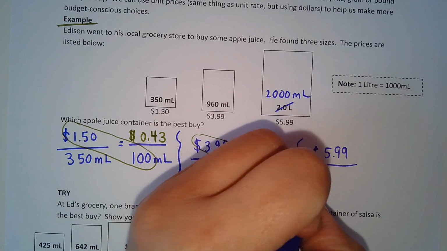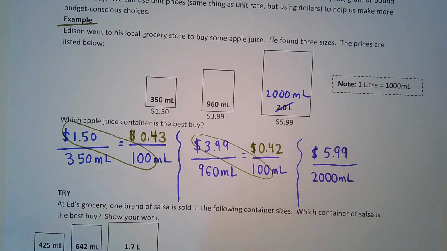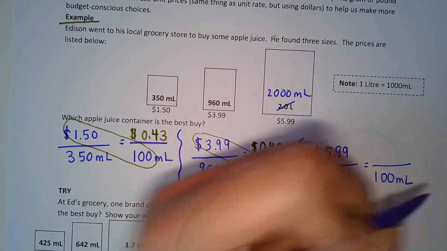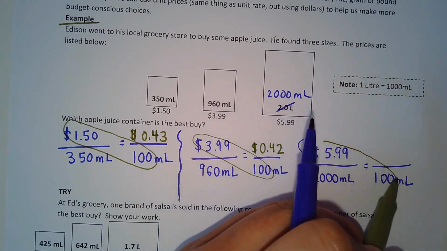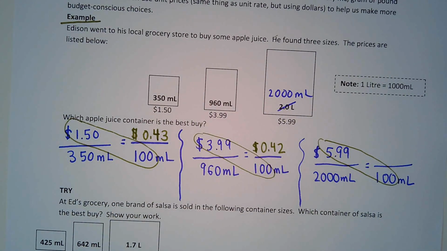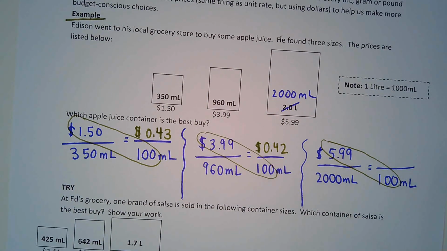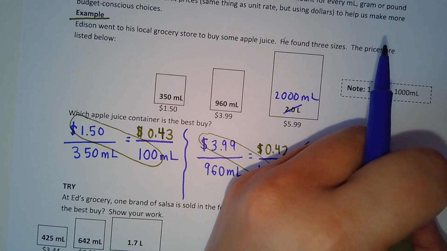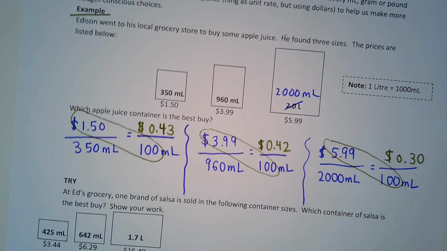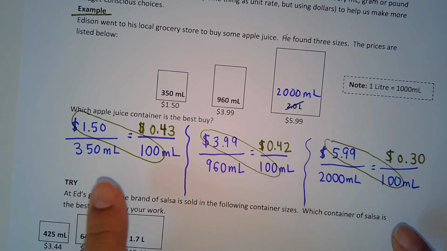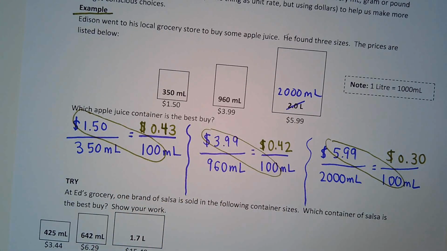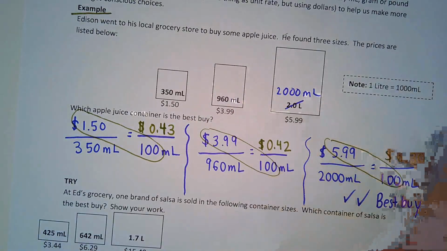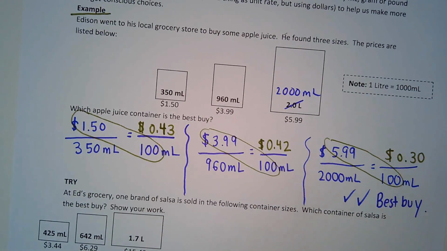Okay, so the third example, we have $5.99 for 2,000 milliliters. We want to know the price for 100 milliliters. We use cross multiplying once again. 5.99 times 100 divided by 2,000, and we get 30 cents. Okay, so if we compare the three, this one ends up being the best buy. You only pay 30 cents for 100 milliliters.